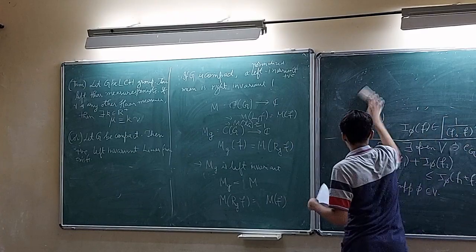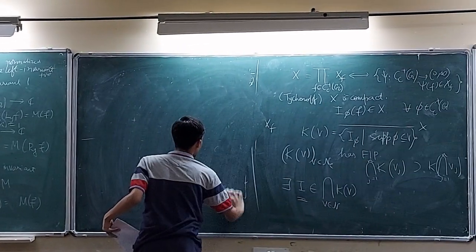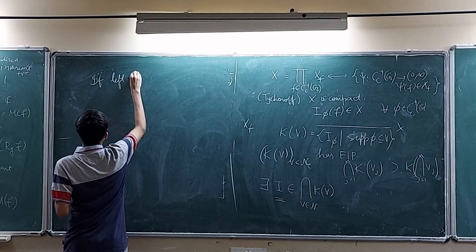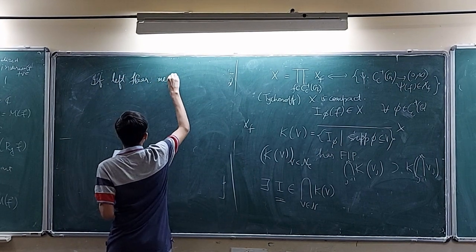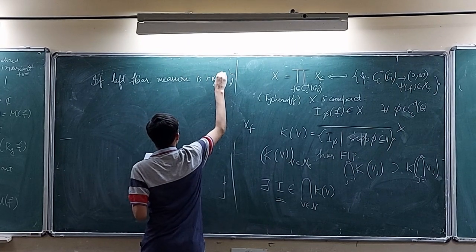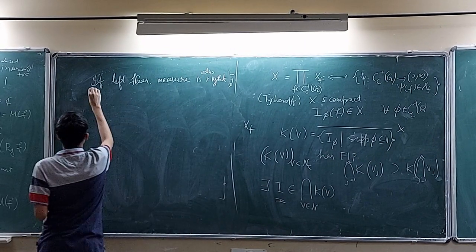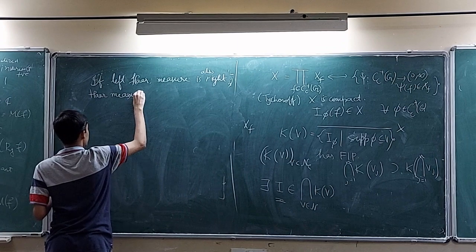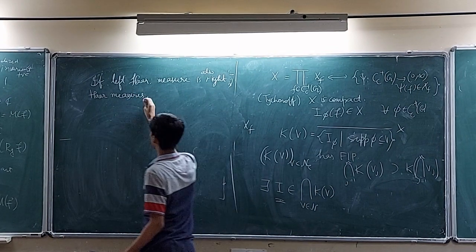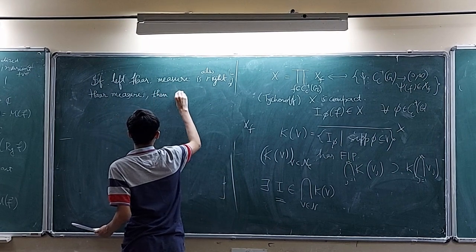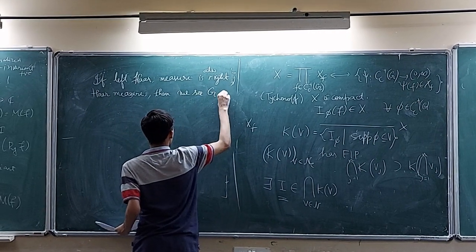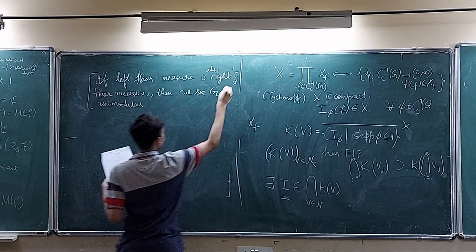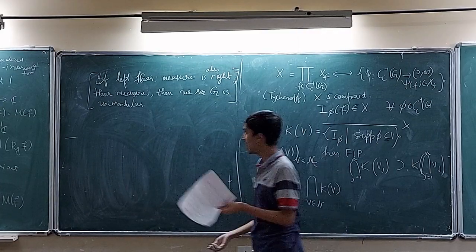And so that is a definition. If the left Haar measure is also a right Haar measure, and since we have shown uniqueness, I can say if the left Haar measure is also the right Haar measure, then we say G is unimodular. So a group is called a unimodular group if it has a measure that's both a left Haar measure and a right Haar measure.